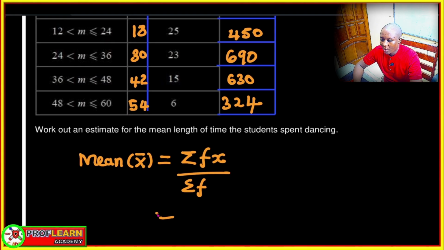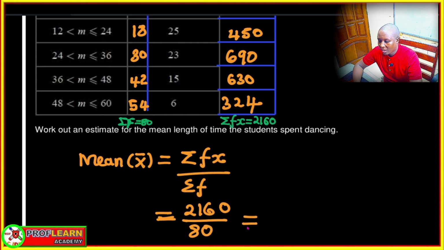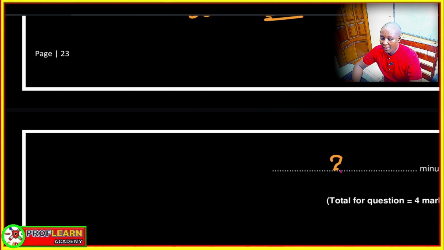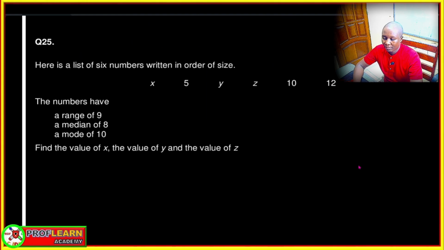Then for us to find the mean, we are going to divide the summation of fx over the summation of f. So we are going to get our answer being 2160 divided by 80. This is 2160, and this is actually 80. So we divide that, our answer is going to be approximately 27. Yeah, so that's the mean.